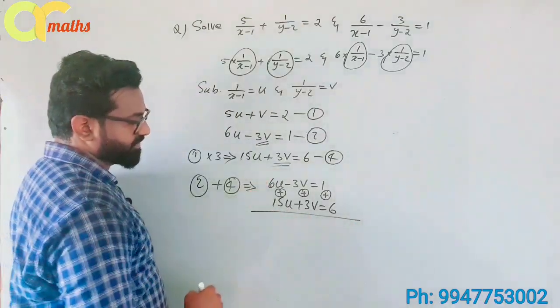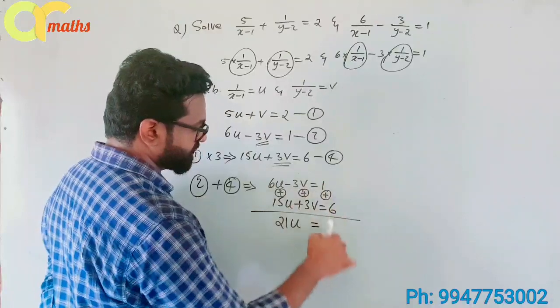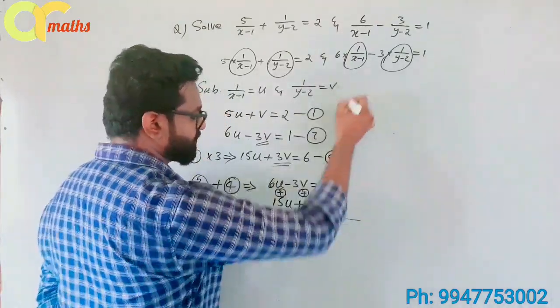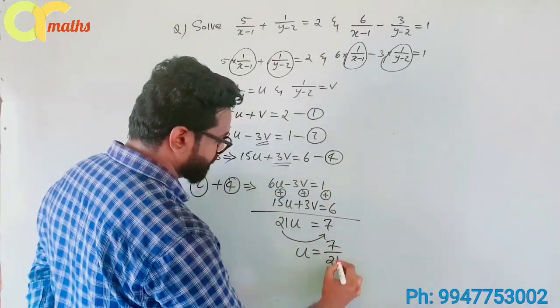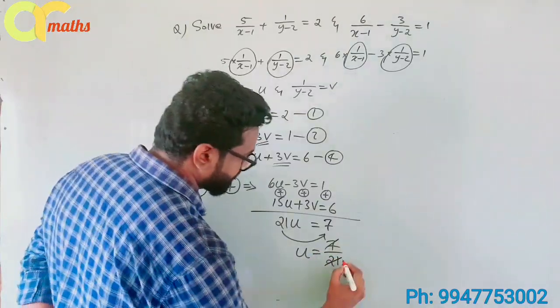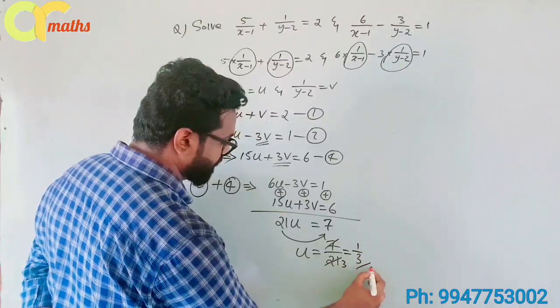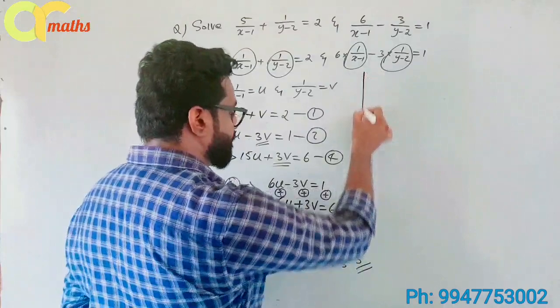6u plus 15u, that is 21u. Here 0. 6 plus 1, that is 7. Then what is u? u equal to 7 by 21. You can cancel 7 in 21. How many times? 3 times. So the answer is u equal to 1 by 3. Divided by 3 means 1 by 3. Okay. Then how to find v?